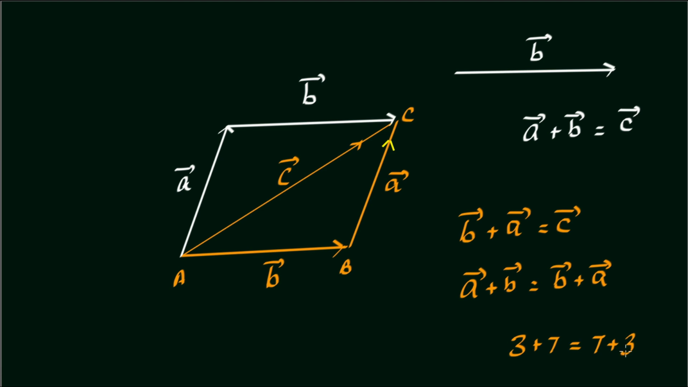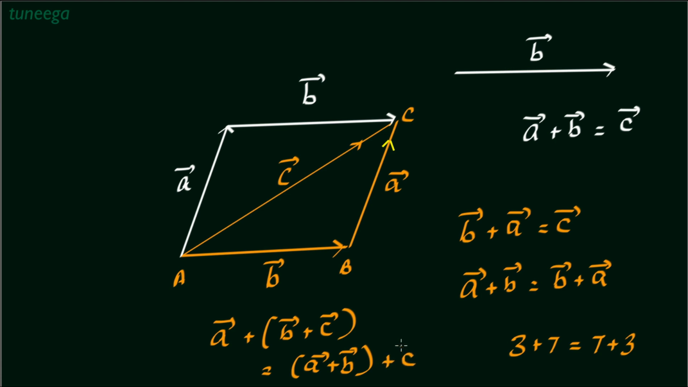It also has the same property of associativity. I will let you convince yourself of that: if I add A to the vector sum of B and C, it's the same as finding the vector sum of A and B, taking that resultant and adding it to C. In other words, when you have 3 or 4 vectors, it doesn't matter in which order you add them. This is called the associative property, which is also a property of ordinary addition. Because it has so many properties similar to ordinary addition, we use the same symbol plus in this context.